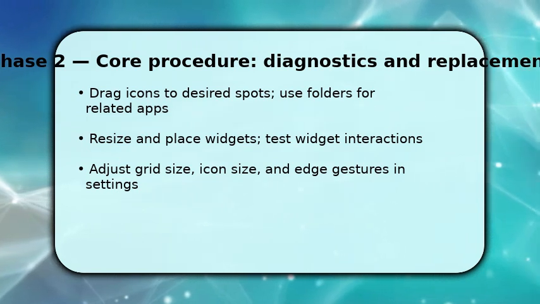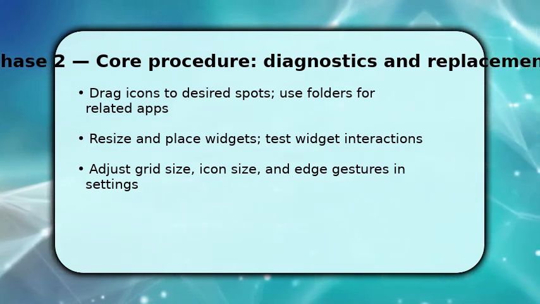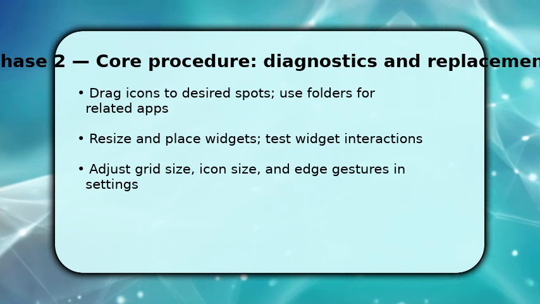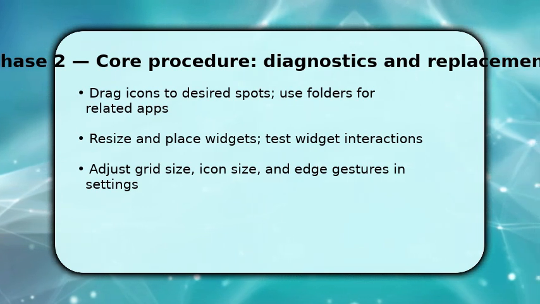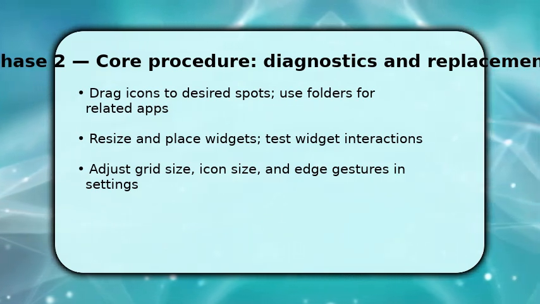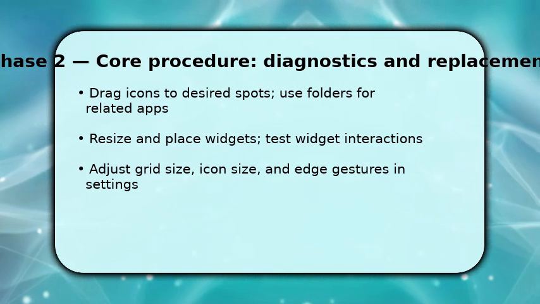Add widgets by long pressing empty space, choose size, then place and resize them. Test each widget so it updates properly. If icons feel cramped, change grid size or icon scale in Home Settings to balance density and readability.